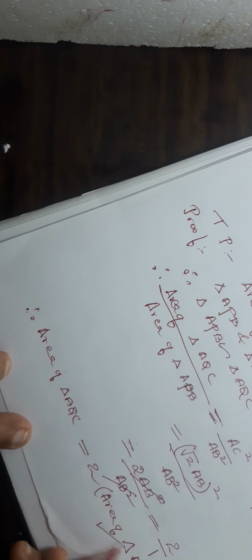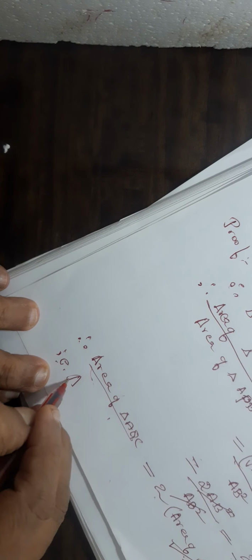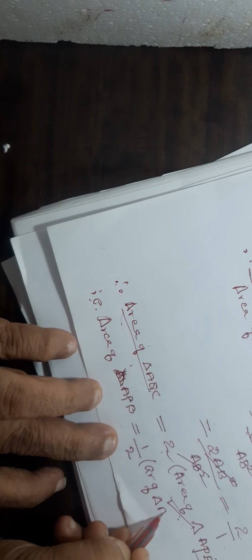But they want us to prove that the area of this is half of this triangle. It is understood: when the area of this is equal to 2 times of this, the area of this will be half of this. So I am going to write here: area of equilateral triangle APB is equal to, this 2 will come down here, half of the area of triangle AQC.